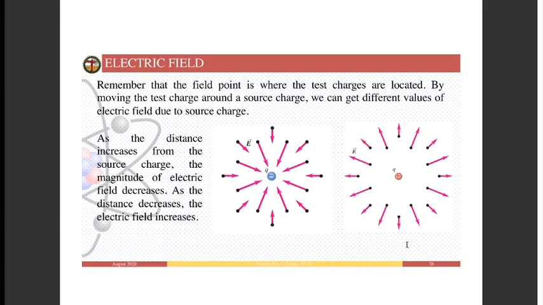Always remember that the field point, just like what I said, is actually the location of the test charge. Meaning, doon natin ipuput si test charge para makita natin or ma-measure natin kung pila ang gina-exert na force ni source charge at that point. Okay? So atong ibutang si test charge sa field point.